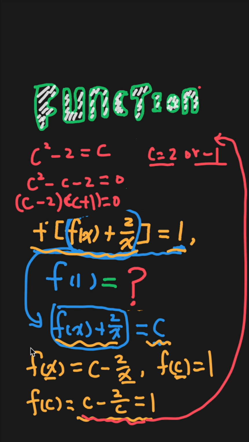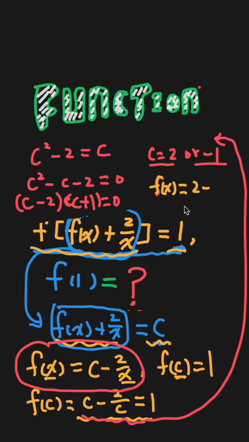Now we can find out the expression for f(x) over here, because that's a relationship between c and x, and we're going to plug c in. So f(x) can basically be, let me use another color, 2 minus 2 over x, or we can use negative 1 minus 2 over x.